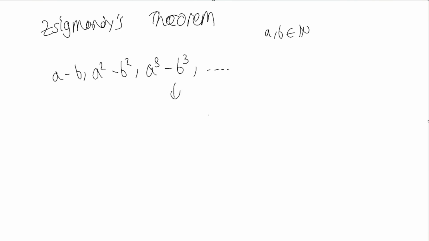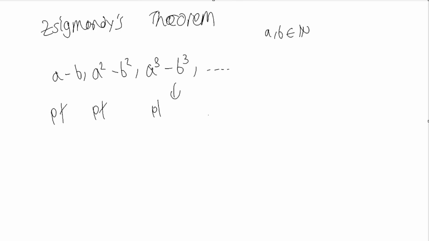And what this states is, suppose you have positive integers a and b, and you consider the numbers a minus b, a squared minus b squared, a cubed minus b cubed, and so on and so forth. Then what Zsigmondy's theorem says is that every single number here has a primitive prime divisor. So p divides it, but p does not divide this one or this one.